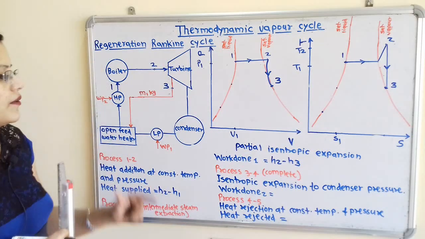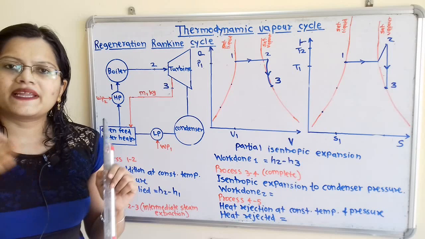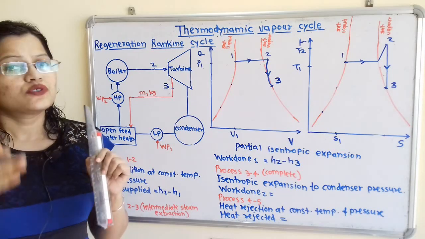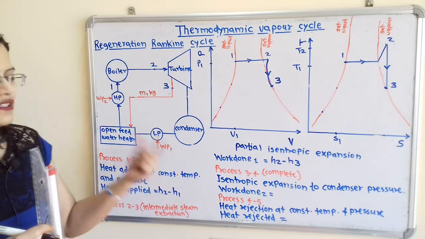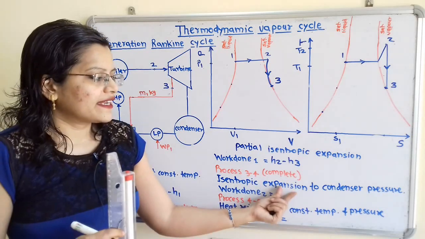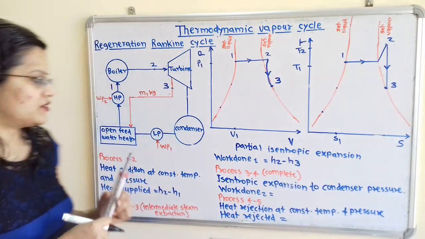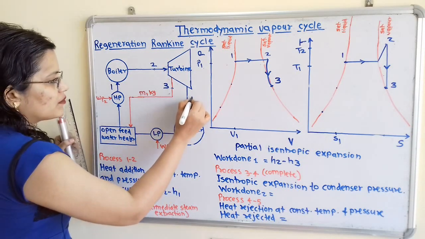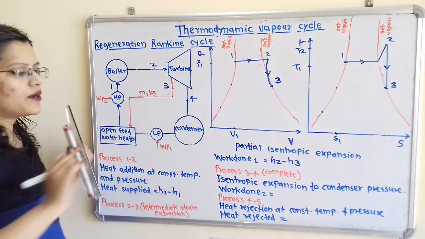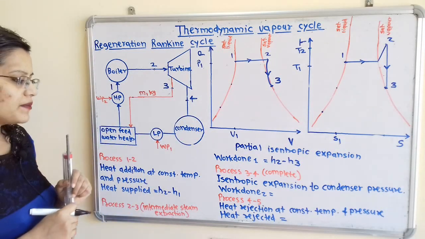Now we will move for the next, that is process 3 to 4. So here process 3 to 4 is the complete isentropic expansion. So how we can say this is complete expansion? So this expansion, that is isentropic expansion, is taking place up to condenser pressure. So here is the condenser pressure. So I will show here point 4. So here the complete expansion is taking place.